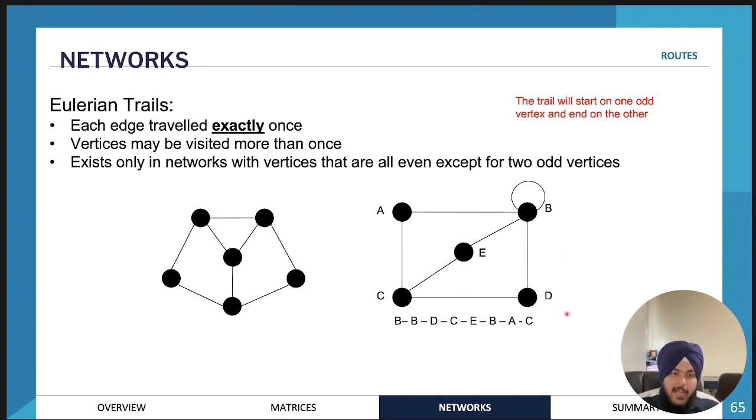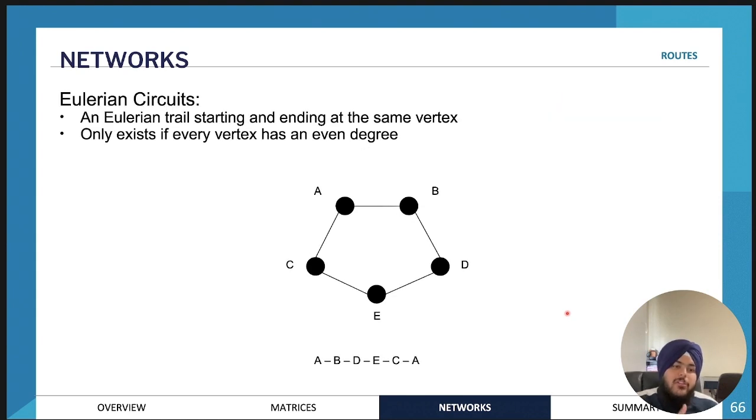An Eulerian circuit is just an Eulerian trail, but here you again must pass through every edge exactly once. The only other requirement is that you must start and end at the same vertex. So in this case, an Eulerian circuit will only exist if every edge is even. Sorry, not every edge, but every vertex is even. So if every vertex is even, then an Eulerian circuit can exist.